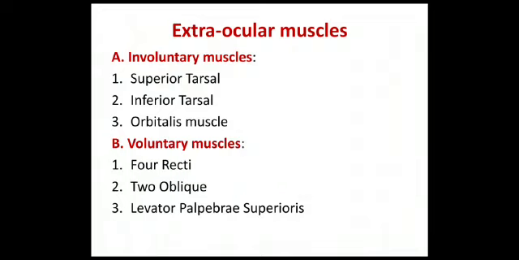So next, coming to the extraocular muscles. These are subdivided into involuntary muscles and voluntary muscles. The involuntary muscles are superior tarsal, inferior tarsal, and orbitalis muscle. The voluntary muscles are the 4 recti, 2 oblique, and levator palpebrae superioris.